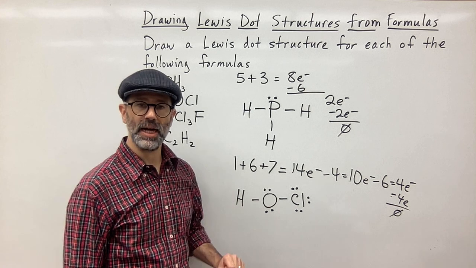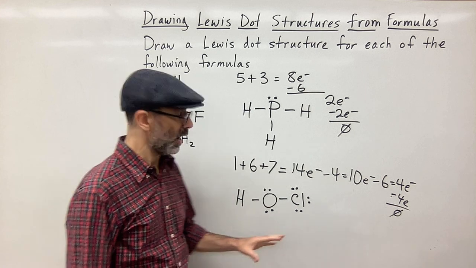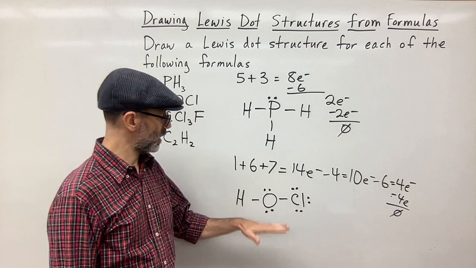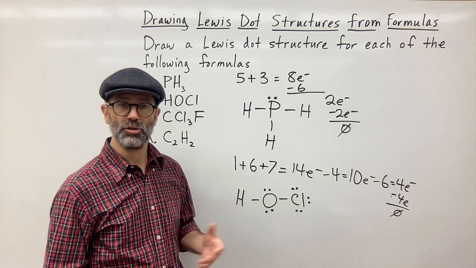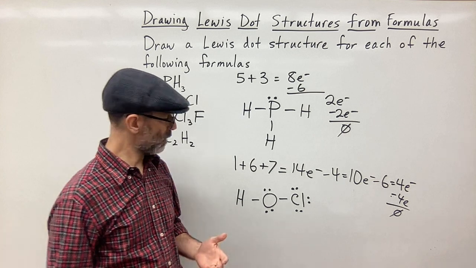This is my Lewis dot structure. Again, I don't need to do step 5 because everyone's happy at this point. I don't need to make any double or triple bonds by moving lone pairs around.